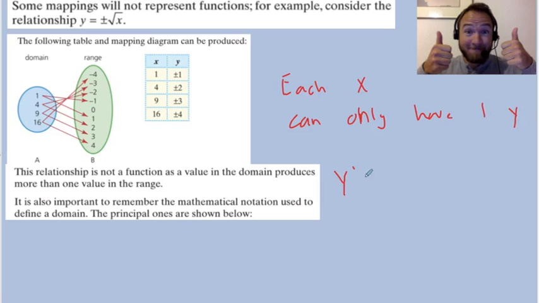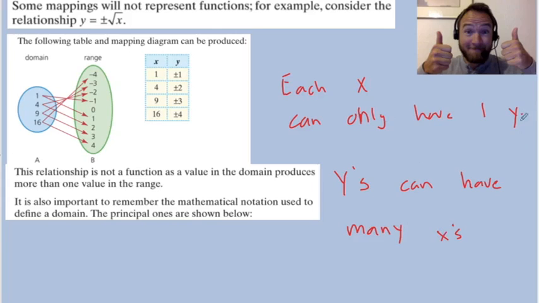Y's can have many x's. Okay, so each x can only have one y. Y's can have many x's.